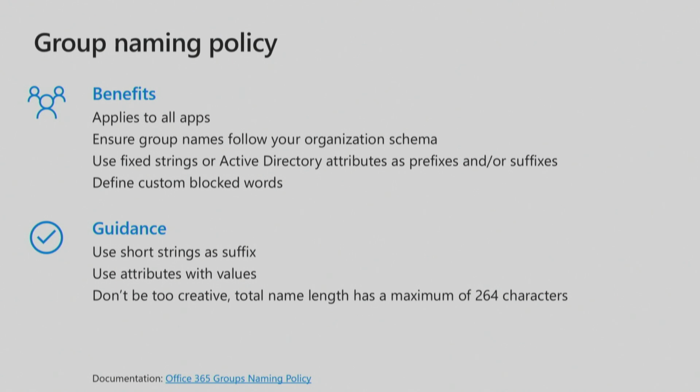The prefix and suffix can be either a fixed string, or it can dynamically pull from one of the out-of-the-box attributes in Azure Active Directory. We were just talking about this before the session. If you want to dynamically pull in the department of a user or their country or their city, you can do that. The guidance here is to use short strings as a suffix or a prefix because they end up showing on the dialog when you're creating that group and in some of the user experiences.